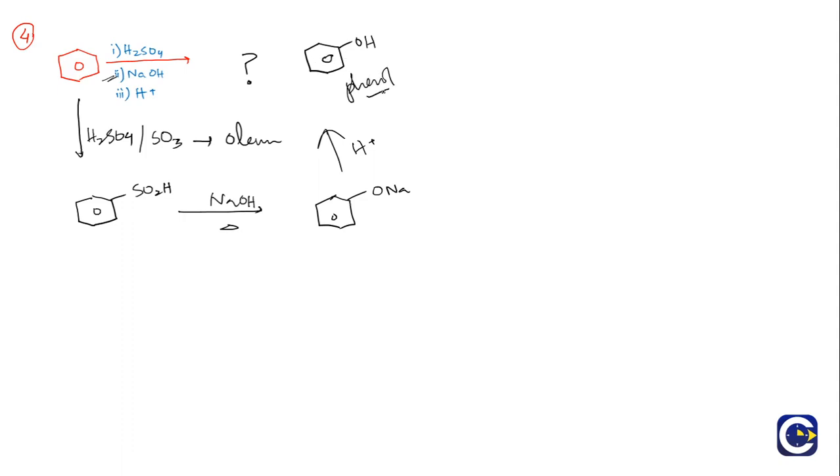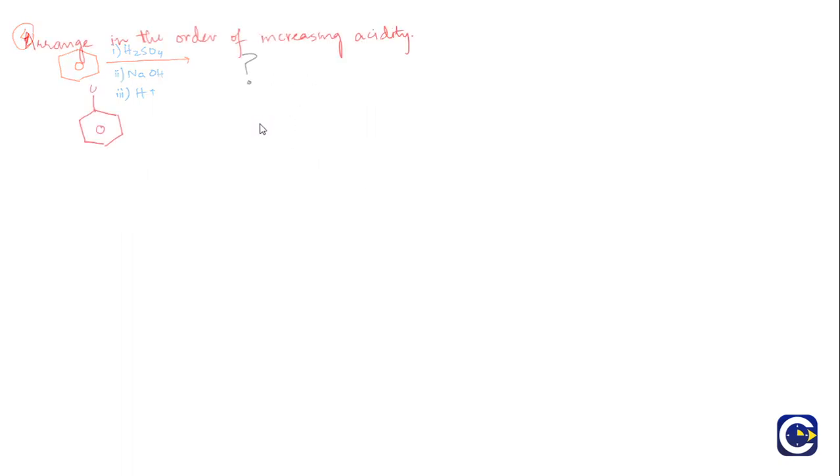Again, this is the method of preparation of phenols from benzene sulfonic acid. So first benzene is converted into sulfonic acid by reacting it with oleum, that is with different concentrations of sulfuric acid and sulfur trioxide. Then the reaction with sodium hydroxide gives us the sodium phenoxide, which on protonation gives us the final product, that is the phenol.